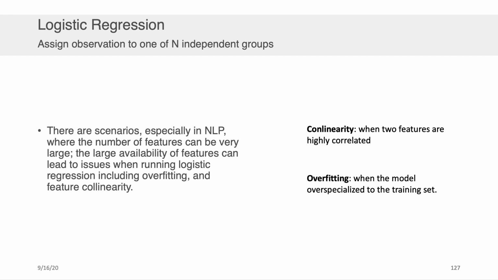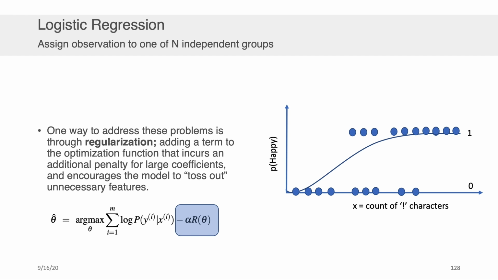The other problem that can exist is overfitting. This is when you have less or as many rows in your data set as you have columns. If you have that kind of relationship, it becomes very, very easy for your model to overfit. That has a lot more to do with not the columns in your data set per se, but the number of parameters that your model has relative to the number of data points that you have, oftentimes called the degrees of freedom in your model. Now, one way to address these problems is through a process called regularization. That's basically adding a term to the optimization function that incurs an additional penalty for large coefficients and encourages the model to effectively toss out features that are unnecessary.